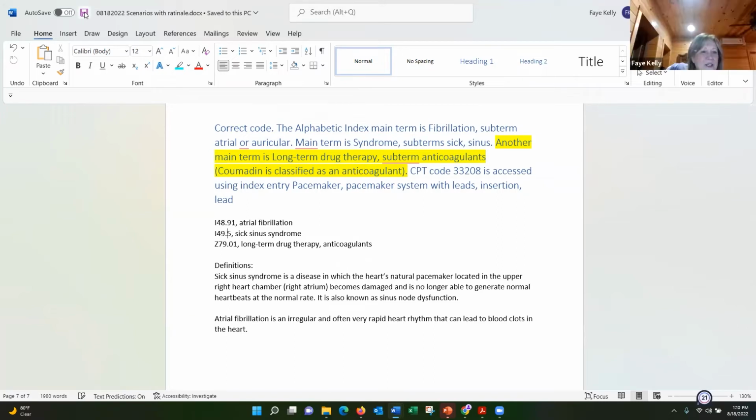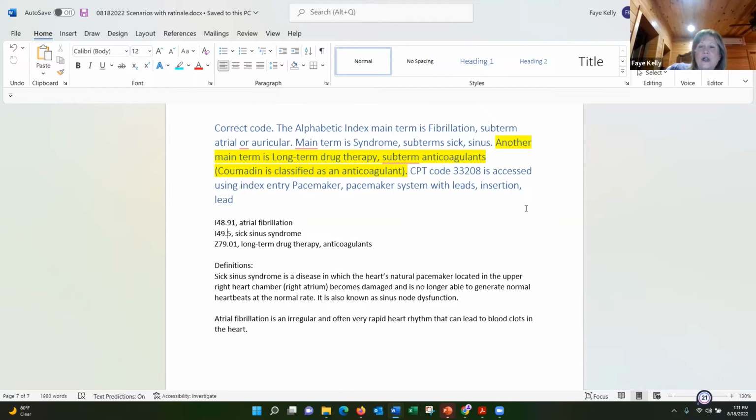All right, let me go ahead and save this. See, I knew that when you go over, the second look around, normally you pick up what you missed. I didn't pick up I49.5, Sick Sinus Syndrome. Those are your two diagnoses.